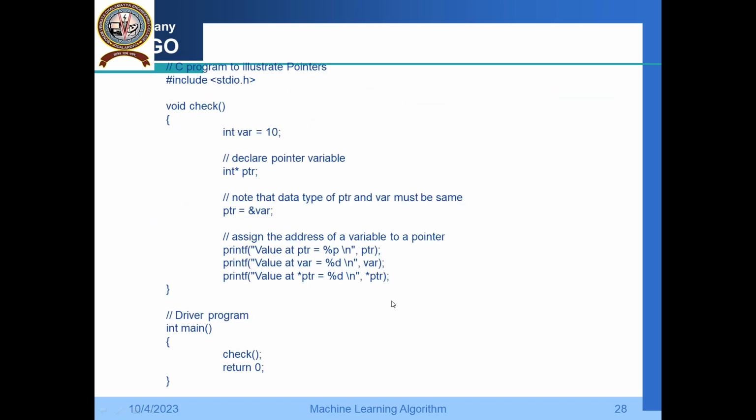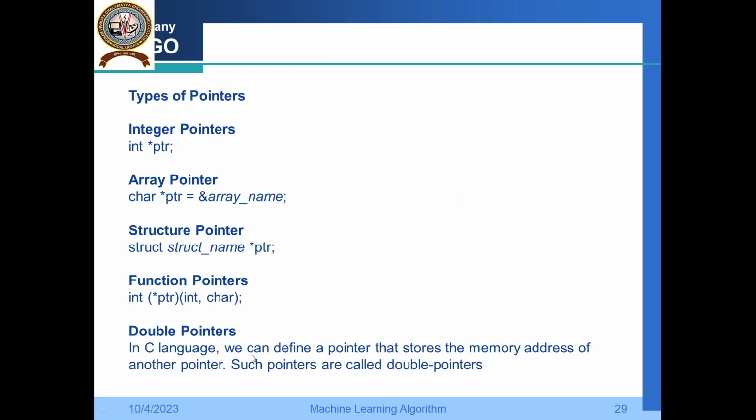So these are pointers. Let us write a program so you can understand. Suppose I write void check, int var = 10. Then int *pointer. Note that the data type of the pointer and var must be the same. So ptr = &var. Clear? Then I print the value at pointer: value at var is var, and value at pointer ptr, that is *ptr. Then return 0 from check. So we can get output like this.